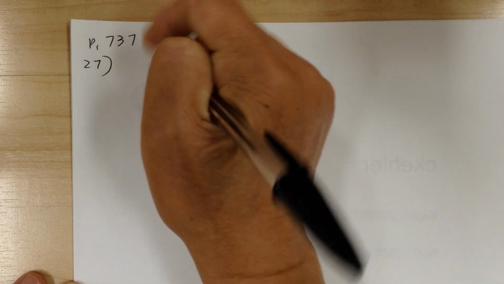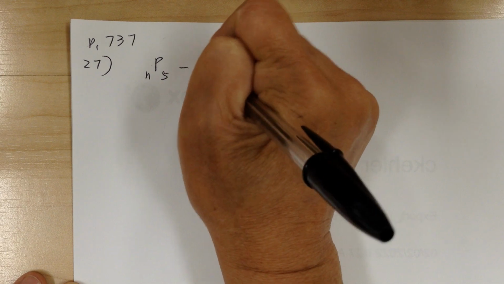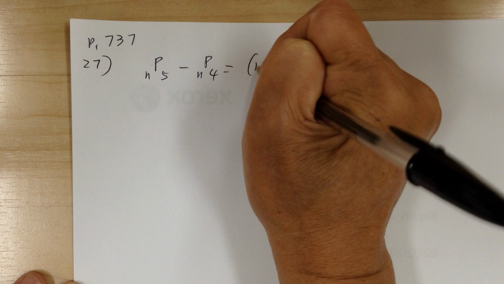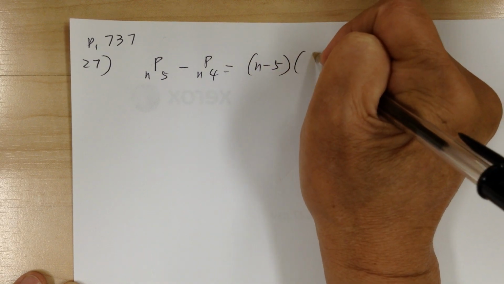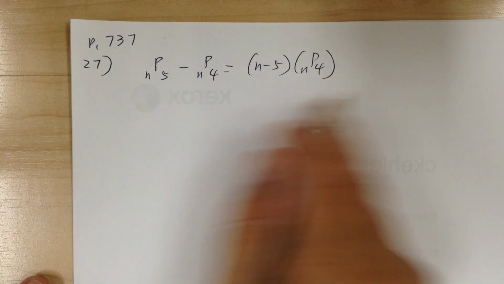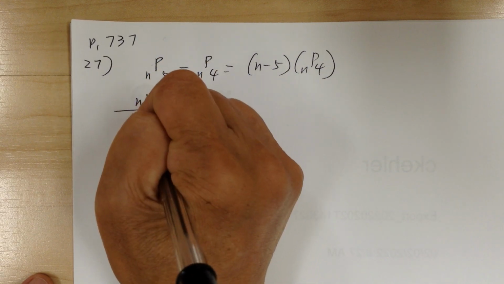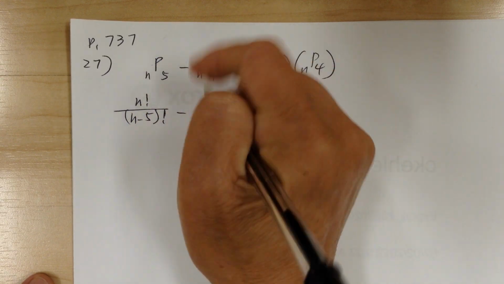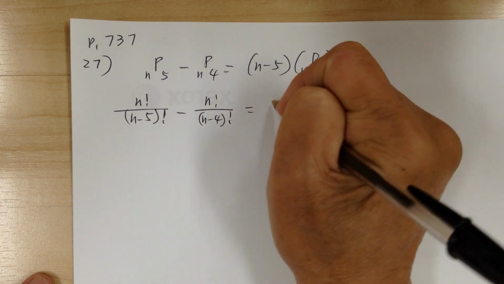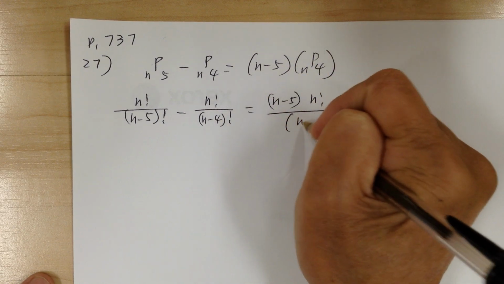Okay, number 27 is a little bit more challenging, because you've got a variable. So nP5 minus nP4 equals n minus 5 times nP4. First, let's just write out the definition. So this will equal n factorial over n minus 5 factorial. This would be n factorial over n minus 4 factorial. And this would be n factorial over n minus 4 factorial.